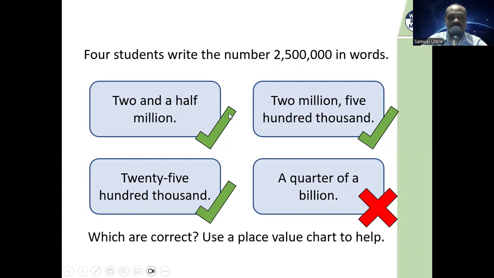But that one is obviously not correct because a billion, remember, a billion is one followed by 9 digits. So a quarter of a billion is 250 million.